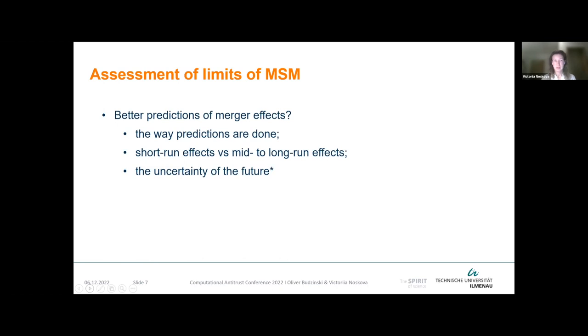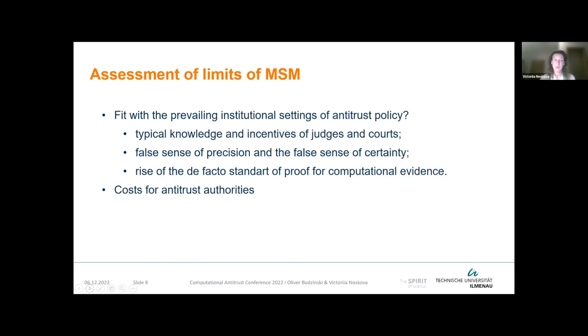And of course, this raises the question: do they actually have better predictions of merger effects? Because there are certain ways in which this could be challenged. The first is how predictions are done. Are they short-run effects, or mid or long-run effects? What about the general uncertainty of the future? All of these things are addressed in more detail in our paper. So in the end, these are the main things on which we concentrated our attention, as what is actually limiting the application of this tool.